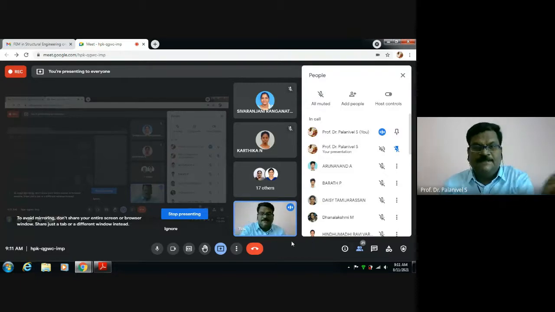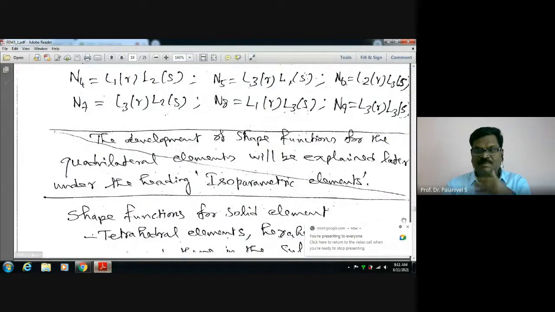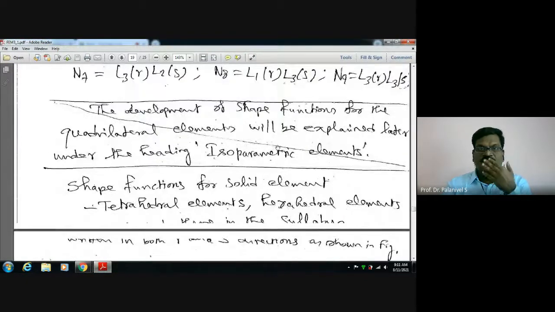What was I telling? Yes, we are going on to another important element that I have not told you about, that is the two-dimensional beam element. How to develop a shape function for the two-dimensional beam element entirely differs.